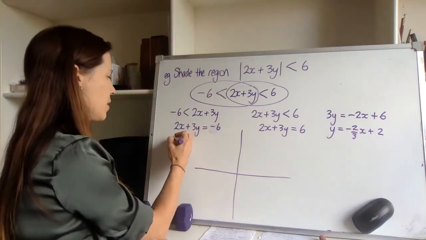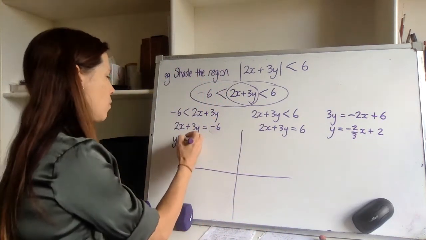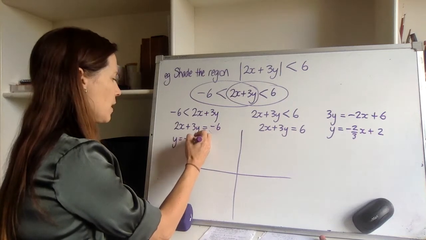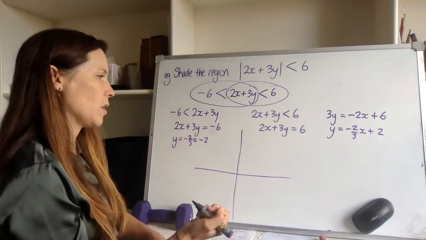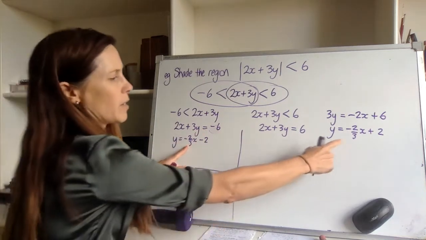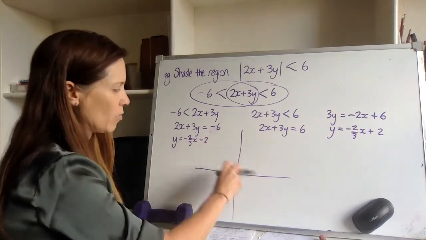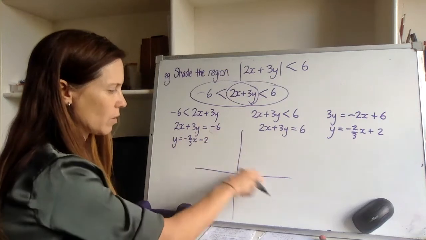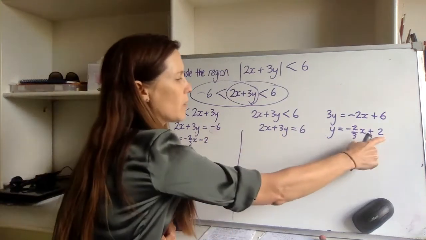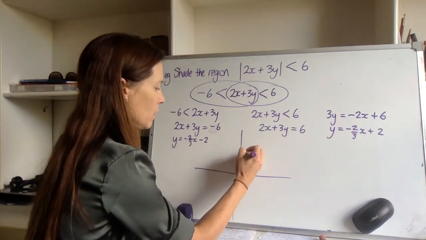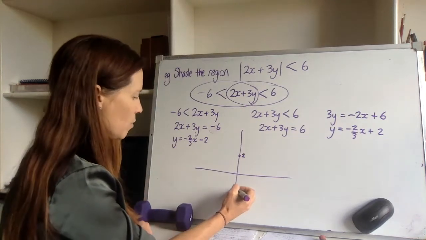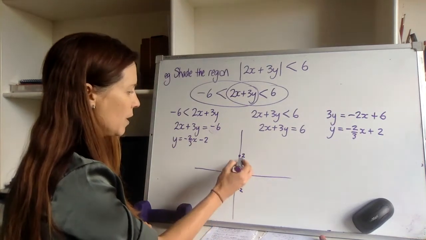And over here for this one, this is effectively the line y equals minus 2/3 x minus 2. So both of these lines have got the exact same gradient of minus 2/3. So they're going this way, and they've got a rise of 2 and a run of 3 going across this way. But this one's got a y-intercept of 2, and this one has a y-intercept of -2. And they've got the same gradient.